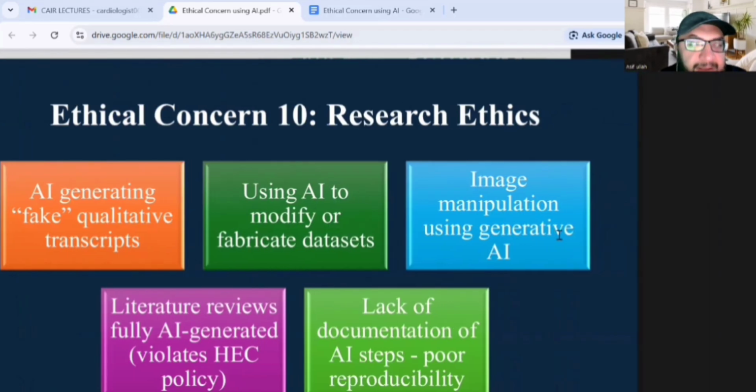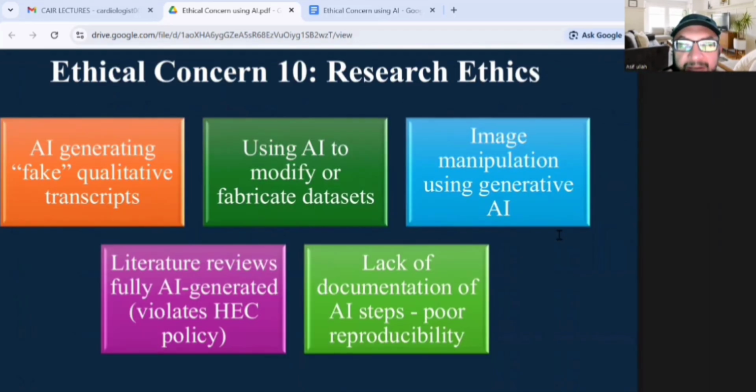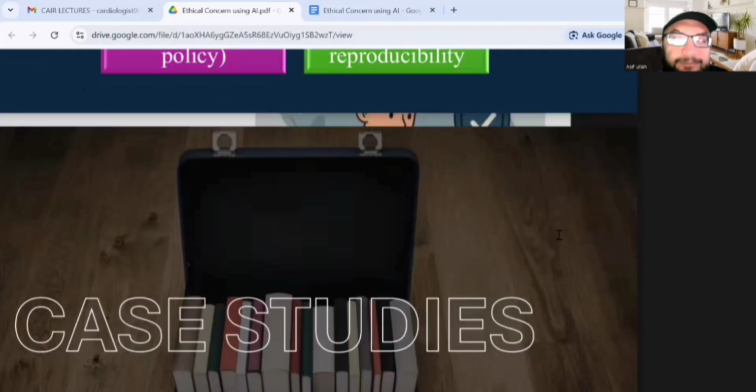Research ethics. AI-generated fake qualitative transcripts, using AI to modify or fabricate datasets. Image manipulation using generative AI. Literature use that is fully AI-generated violates ethics policy. Lack of documentation of AI steps. Poor reproducibility. There are some case studies.